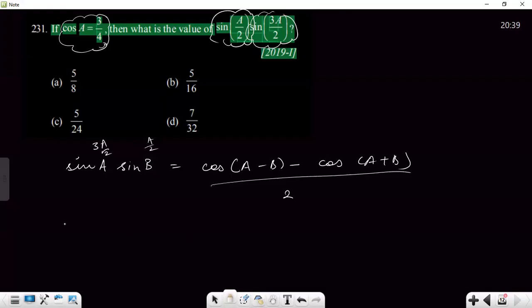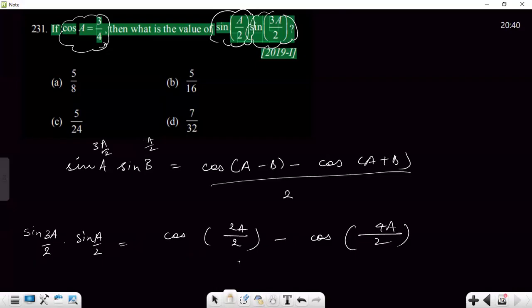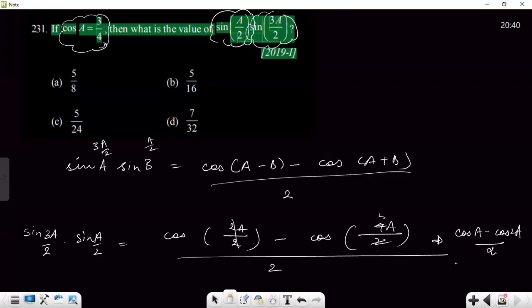Now sine of 3A by 2 multiplied with sine of A by 2 is equal to cosine of 3A by 2 minus A by 2. Taking 2 as the LCM, 3A minus 2A becomes A, minus cosine of 3A plus A, which becomes 4A divided by 2. 2 cancels 4 by 2 here. What is left? Cosine of A minus cosine of 2A divided by 2. This is what is left.